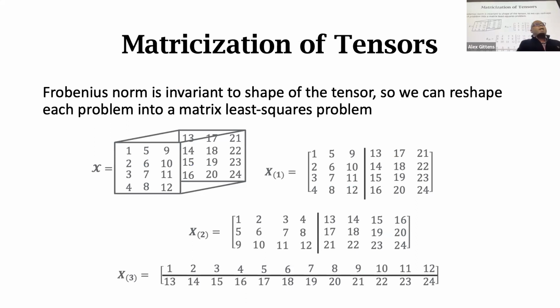Okay, so how do we make the connection to sketching? Well, the key observation is that the Frobenius norm doesn't care about the shape of the tensor. So in particular, we can flatten these tensors out into matrices. So here's an example of an order 3 tensor. And if we flatten it into the first mode, we just construct this matrix whose columns are all the columns of X. If we flatten it into the second mode, we construct this matrix whose columns are all the rows of X. If we flatten it into the third mode, we construct this matrix whose columns are all of the mode 3 fibers of our tensor.